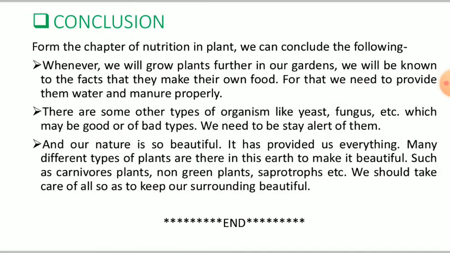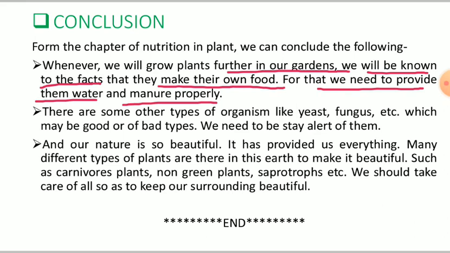So at last, the conclusion is that whenever we grow plants in our gardens, we will know that they make their own food, and for that we need to provide them with water and manure properly, right? Also, there are other types of organisms like yeast and fungus, which may be good or bad types, and we need to stay alert from them, okay?